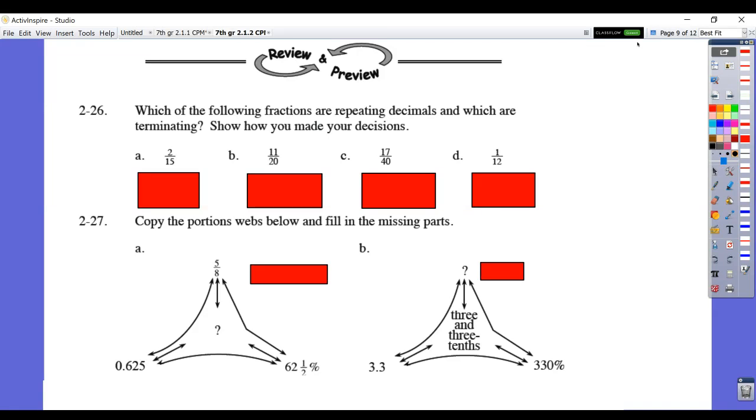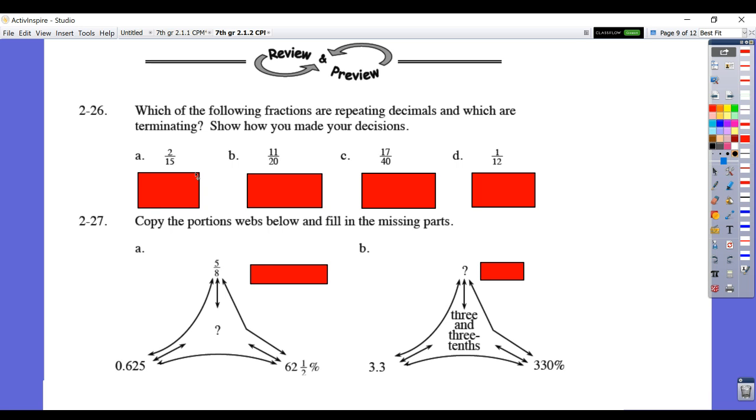This video is to help you with homework hints for section 2.1.2. So for 226, they want to know which of these fractions are repeating decimals and which are terminating, and how did you make your decision? You would take your numerator divided by your denominator, in each case, top divided by bottom, do your long division, and see, do they end up being a repeating decimal or a terminating decimal?